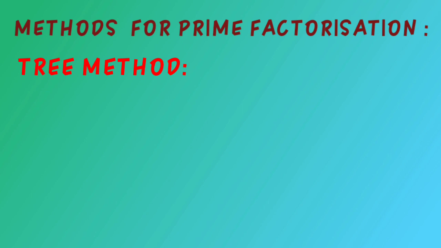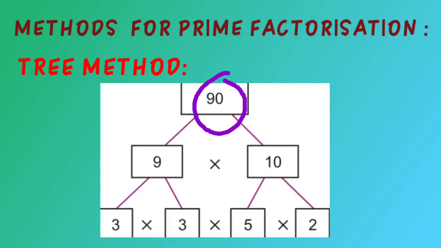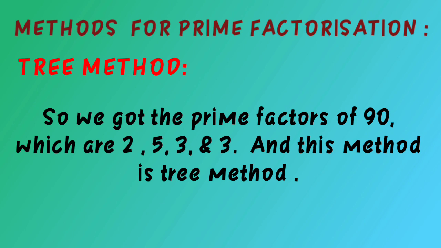Let's suppose a number is given, 90. Now we will factorize 90 by 10 and 9. But 10 and 9 are not prime numbers. So again we will factorize 10 by 2 and 5, and 9 by 3 and 3, which are prime numbers. So now we got the prime factors of 90, which are 2, 5, 3 and 3. This method is the tree method to find the factors.